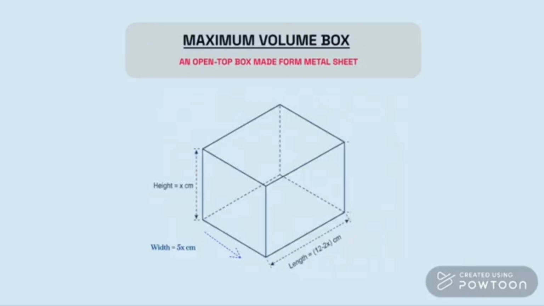The length becomes 12 minus 2x because we fold up x from both ends. The width is 5x centimeters. We know the original sheet had a perimeter of 100 centimeters. Our task is to find the value of x that gives us the largest possible volume.